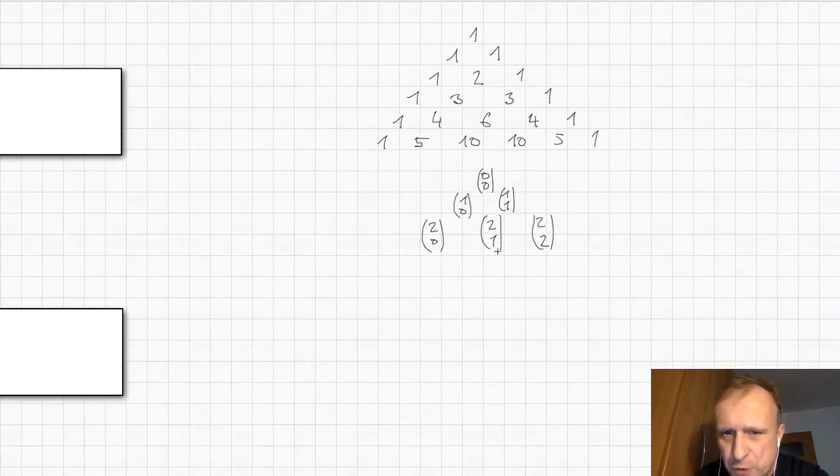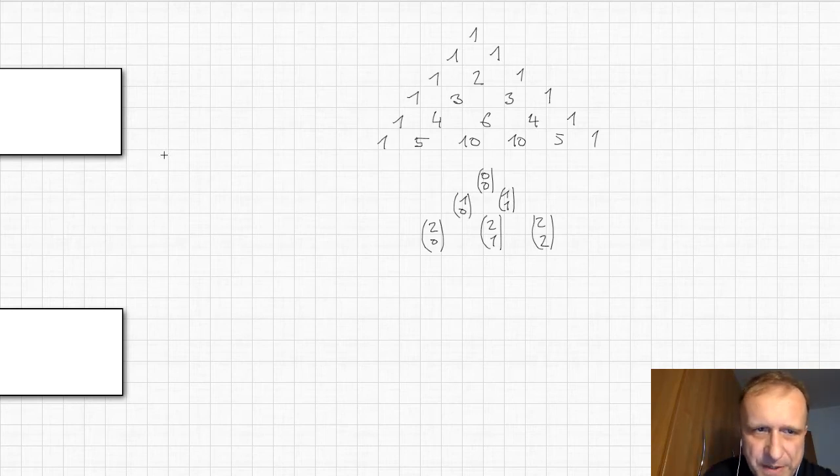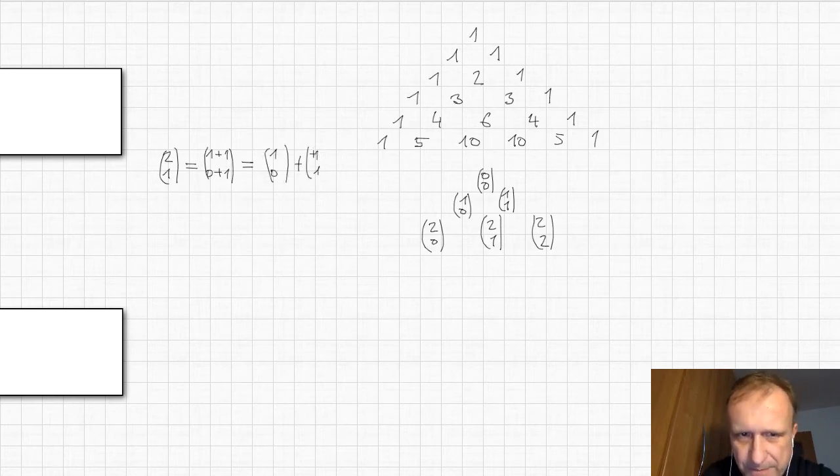So 2 choose 1 is 1 choose 0 plus 1 choose 1. Okay, so we can replace 2 choose 1 by 1 plus 0 choose 1 plus 1, and according to the Pascal's theorem, this is 1 choose 0 plus 1 choose 1. Okay, like this. So this number is the sum of these numbers above it, and it's the claim of the sixth theorem, the Pascal's theorem. Now this was the zeroth, first line, this is the second, let's go for the third line.